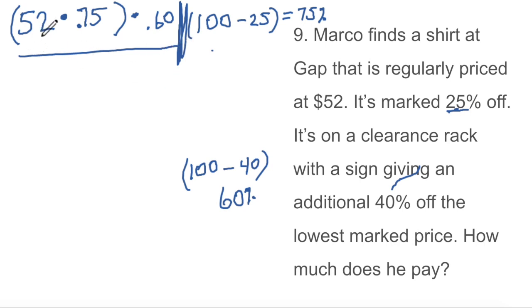So now we just need to multiply these 3 numbers out. 52 times 0.75 times 0.60, and that's going to give us our answer, which is 23.40. So when we multiply that out, he's going to pay $23.40 for the shirt. That's his final discounted price after we applied the 25% discount and the 40% discount on top of that.